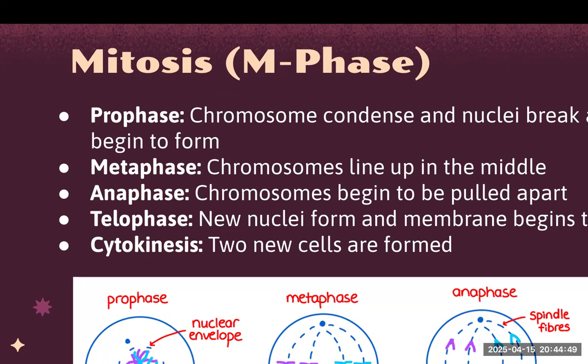Metaphase. Chromosomes line up in the middle, right? I think M, metaphase, I think middle. Chromosomes lining up in the middle. Okay. Anaphase. Chromosomes begin to be pulled apart. A, apart. Anaphase, A, apart, right? So we had metaphase. M is for what? Middle. And then anaphase, A is for apart.